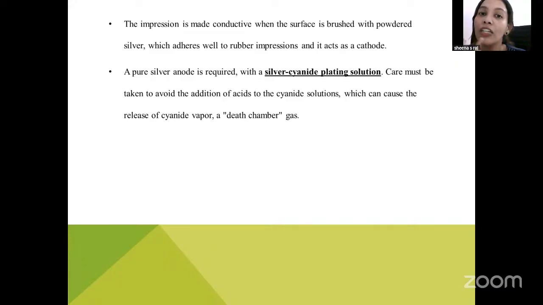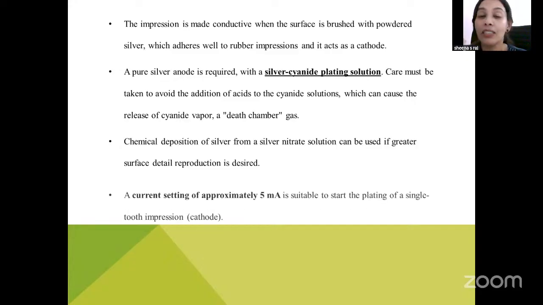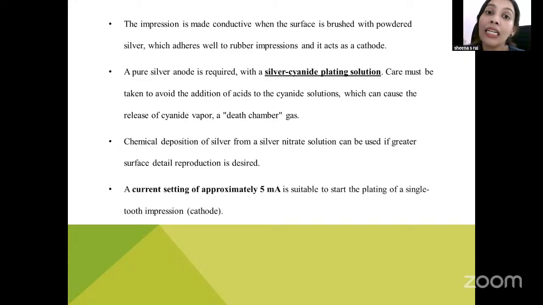So silver is always added to make the impression material more conductive, the solution asked is silver cyanide, but it should not be mixed with any acid. It can produce some deadly gases. So the chemical deposition of silver from silver nitrate solution can be used if greater surface detail reproduction is desired, right? And the next point that you need to remember is the current setting during this electrochemical reaction is 5 mA, which is suitable to start the plating of a single tooth impression. So please memorize all the important terms which have been asked in this question.